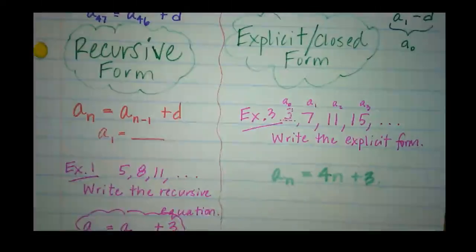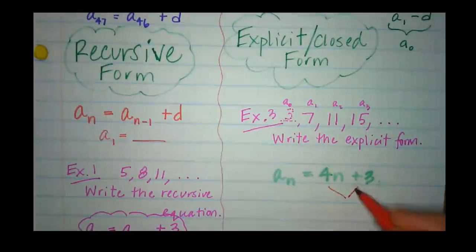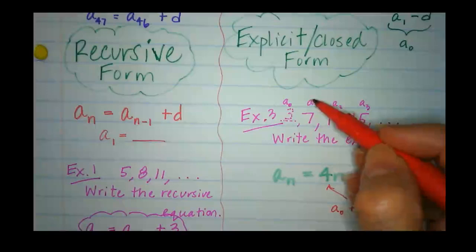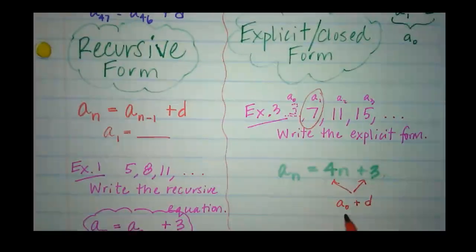Now, one other quick kind of cool thing here is that a way to check is if I add A0 plus the D, that's going to give me A1. And it's true, because if I took the 0th term and added D to it, I would get A1.